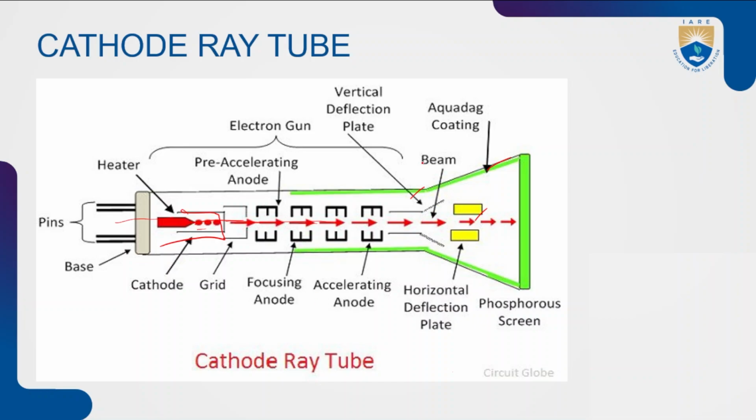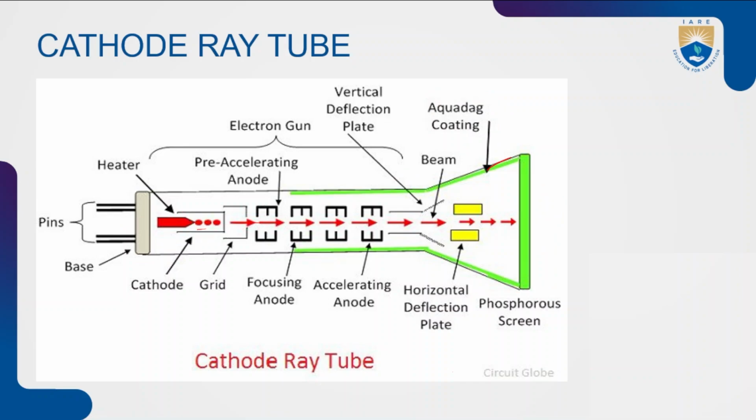Then with the help of vertical and horizontal deflection plates, the electron beam spot moves vertically and horizontally on the CRT screen. Here the CRT screen is coated with phosphorus coating. As it is coated with this phosphorus material, we can view the output waveform on the CRT screen for a certain duration. Whenever we apply the input to the CRO, it produces the output on the CRT screen. So with the help of this phosphorus screen, we are able to view the waveform.